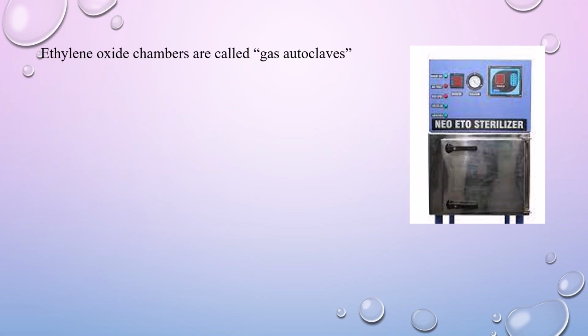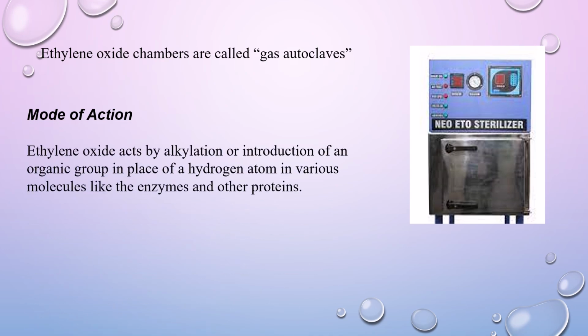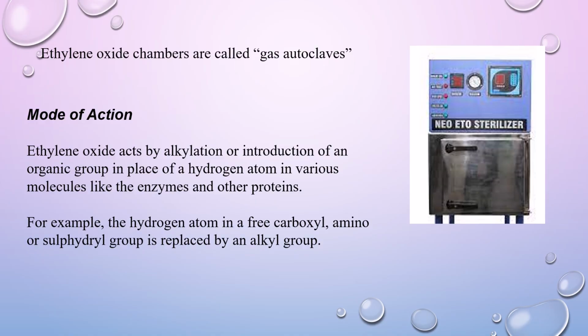Ethylene oxide chambers are called gas autoclaves, and they have become the chemical counterparts of heat and pressure based autoclaves for sterilization purposes. The mode of action: ethylene oxide acts by alkylation, and introduction of an organic group in place of a hydrogen atom in various molecules like enzymes and proteins. For example, the hydrogen atom in a free carboxyl, amino or sulfhydryl group is replaced by an alkyl group.